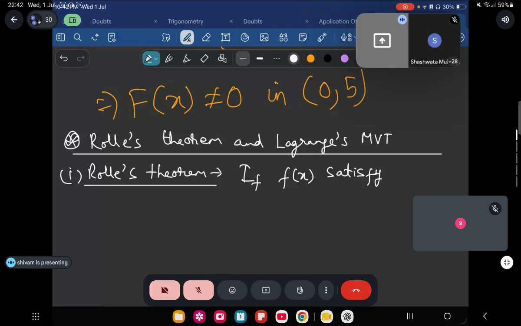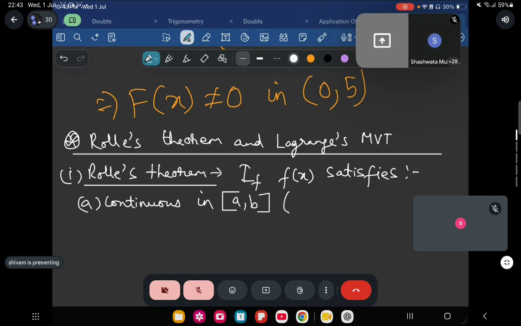If f of x satisfies the following conditions: option A, continuous in closed interval a comma b. That is, we don't have to lift the pen while drawing the curve.